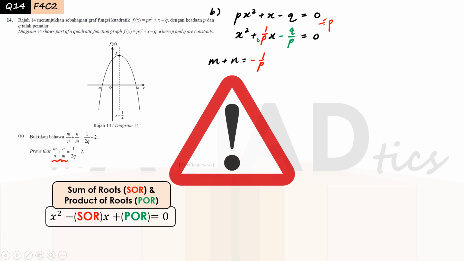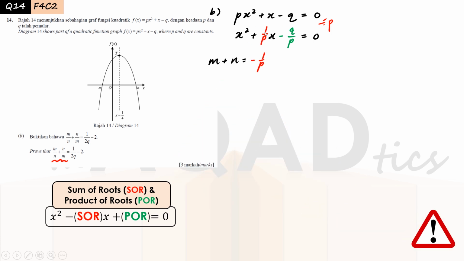But this is another thing I need you all to memorize: when we extract the SOR, if it's positive here, when we extract, we must change it to negative. We must change the sign. So if it's negative, then we should put it to positive. If it's positive, then we put it to negative.